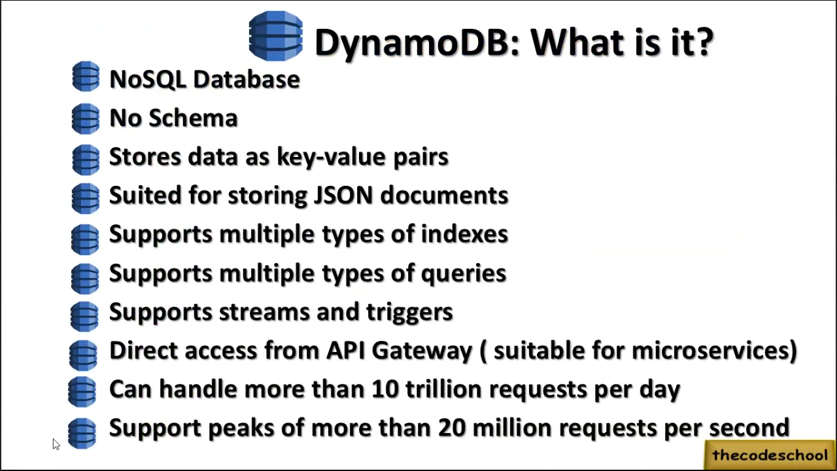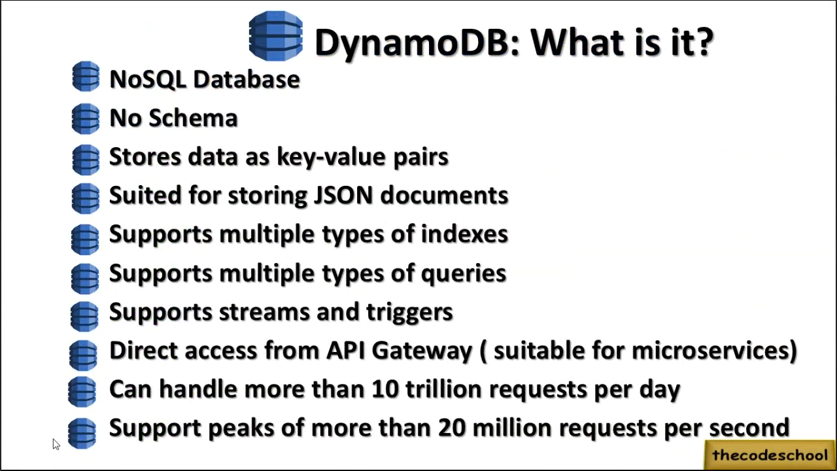DynamoDB also offers direct access from the API Gateway. That means you can call a REST endpoint from the API Gateway without a Lambda function as well. It can invoke the DynamoDB database basically from the API Gateway directly. This makes it more suitable for microservices. So DynamoDB is being used vastly in microservices because of this feature.